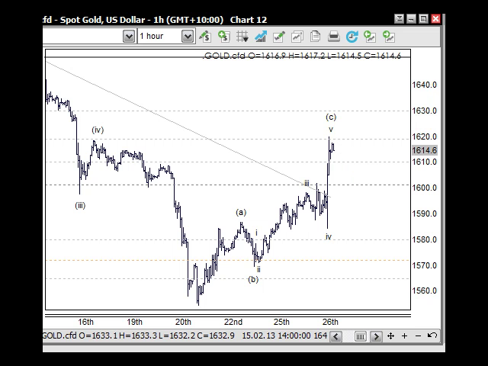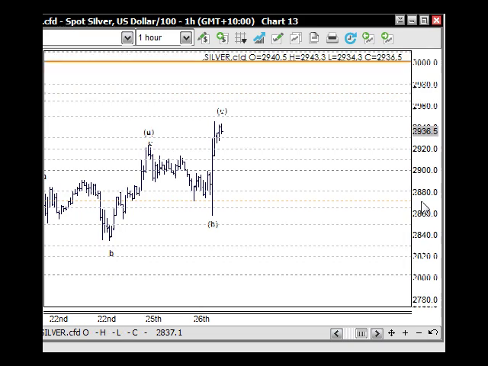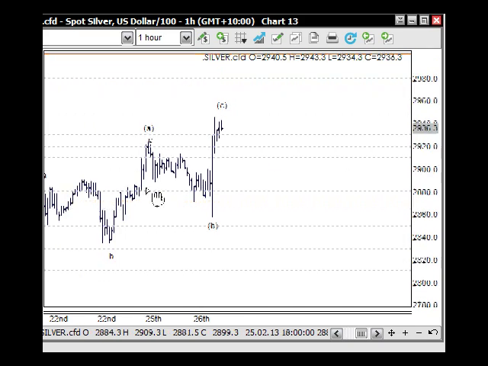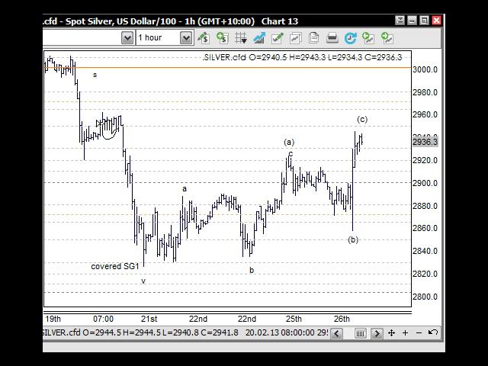And silver would be the same as well, a slightly different pattern here, but it hasn't quite pulled back to the fourth wave of one lesser degree just yet. But it does have this corrective pattern here. So let's just allow this to play out through here.